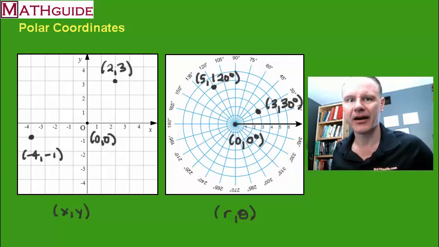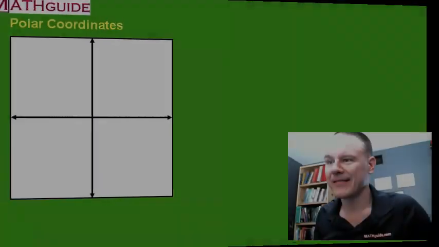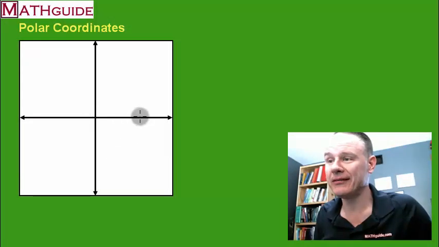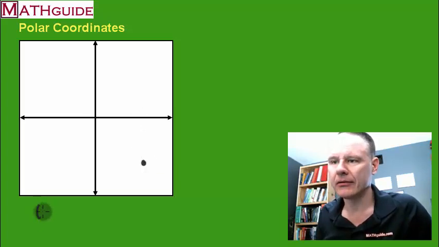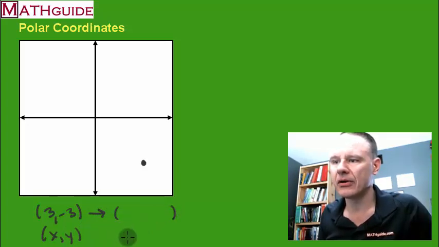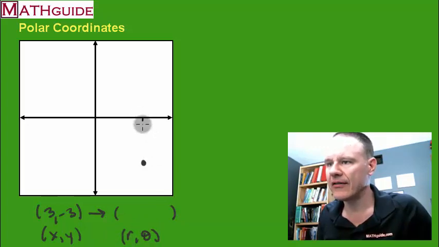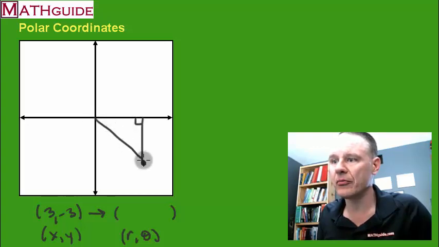Okay, all right, let's convert between the two in our next section. So let's say I take the point 3, negative 3, and I'm going to convert it from xy form to r theta form. So I'm going to make sure I have a segment that goes to the x-axis, and I'm going to draw a segment that goes to the point. And I've got 3 to the right, 3 down.